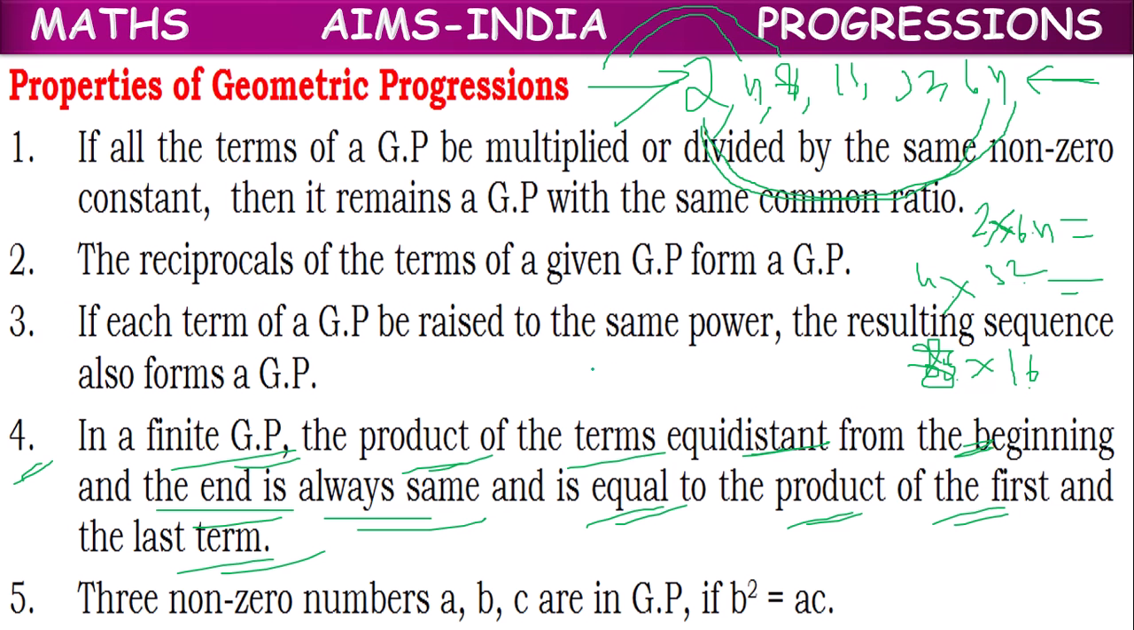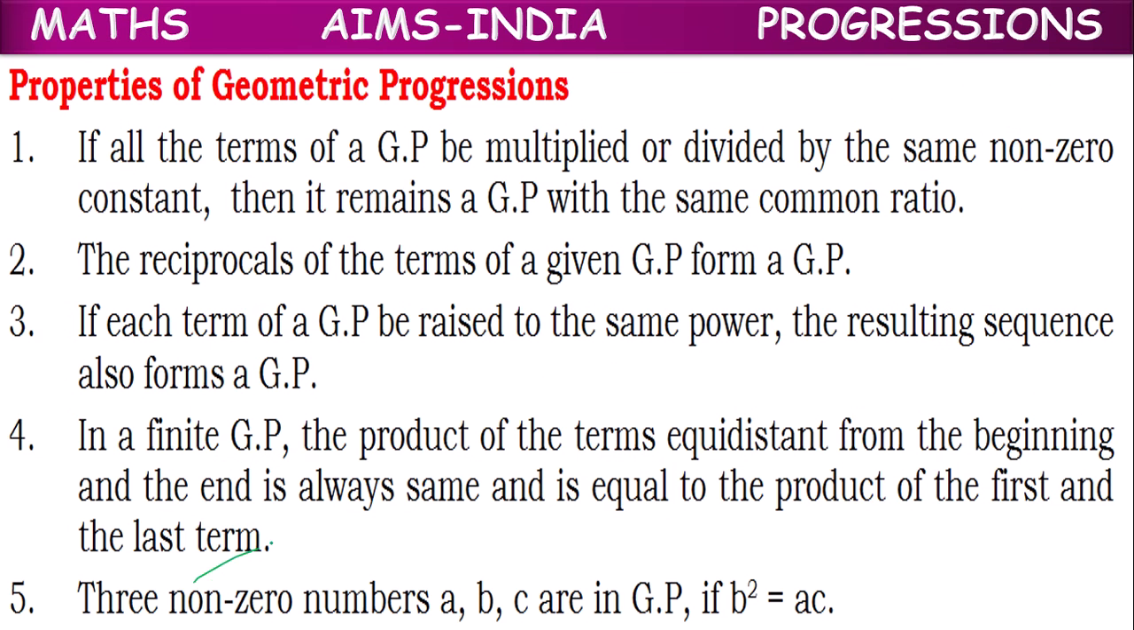Next, three non-zero numbers a, b, c are in GP if they satisfy one condition, that is b squared equals ac, where b is considered as the geometric mean of a and c. So three non-zero numbers a, b, c will be in GP if and only if b squared equals ac.